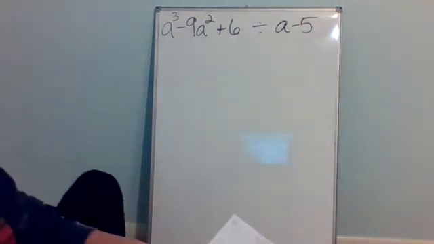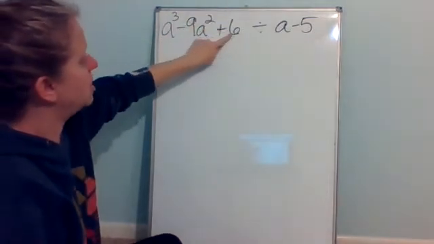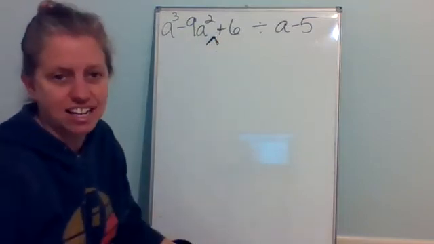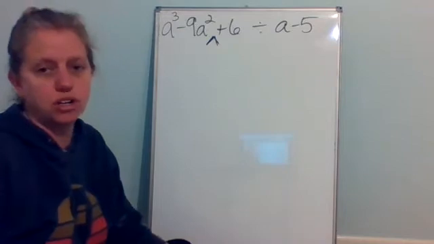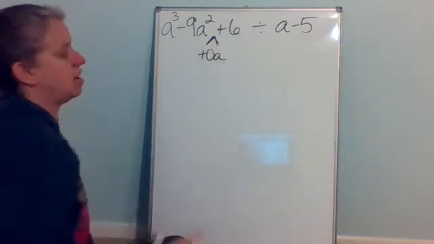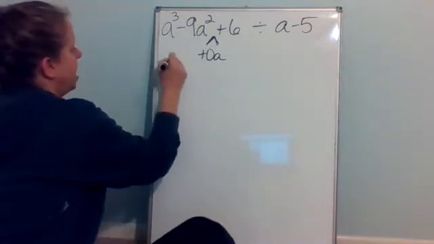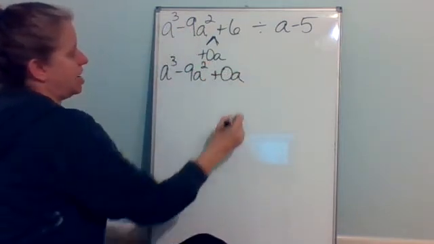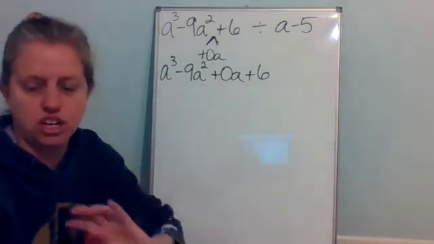So here's what I'm talking about with a missing exponent. I've got a cubed, a squared, but then I jump straight to my constant. I'm missing the term right in here. It's just an a. You see what I'm saying? So if you have a cubed and a squared, you have to have an a before your constant. So when I do synthetic division, I'm going to fill in a plus 0a right there. If you wanted to, you could rewrite this as a to the 3rd minus 9a squared plus 0a plus 6, because you have to have this 0 right here when you're doing that synthetic division, or else your numbers are not going to work.